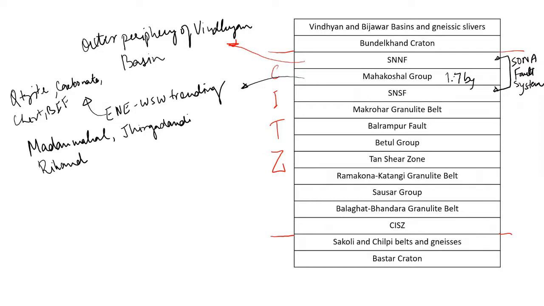South of Mahakoshal lies the Son Narmada South Fault. It is nearly east-west trending and probably formed in the Paleoproterozoic and has shown evidences of repeated reactivation. South of the Son Narmada South Fault lies the Macrohar granulite belt. These are granitic rocks which contain enclaves of amphibolite to granulite facies. So the Macrohar granulite belt consists of amphibolite to granulite rocks.